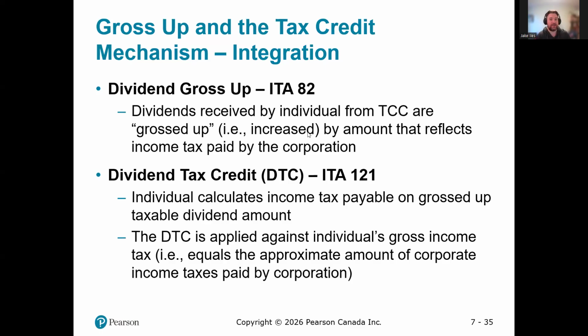The gross up will add back the tax to get that pre-tax income. Then you will calculate your taxes owing normally, but you get a dividend tax credit for the taxes already paid by the corporation. So the individual calculates their tax payable based on the grossed-up amount, and the dividend tax credit applies against the individual's gross taxes and equals the approximate amount of corporate income taxes paid by the corporation. So it's saying based on this income, you owe a set amount of taxes. Part of it has already been paid by the corporation. You just need to pay the difference.